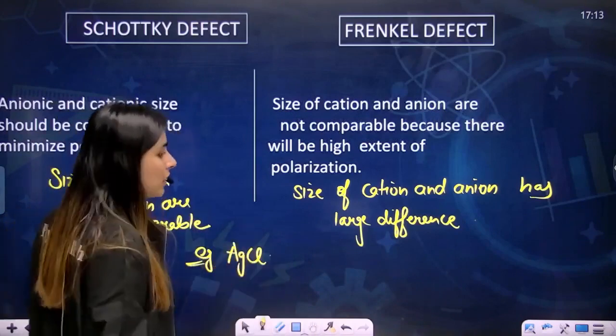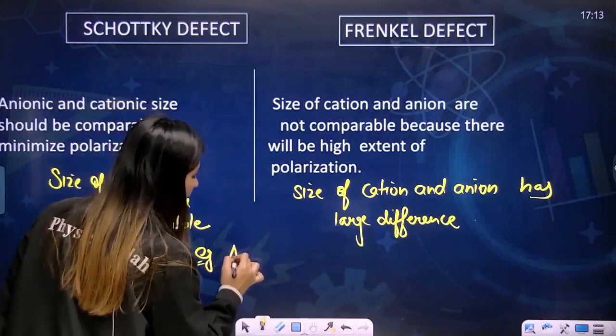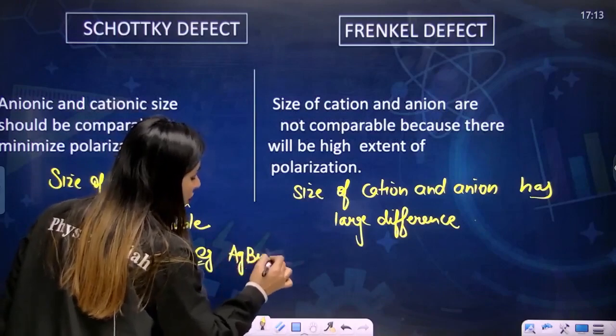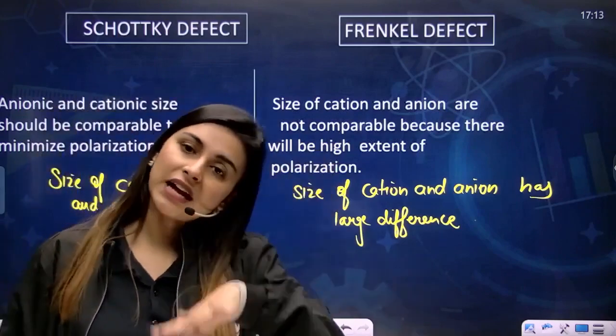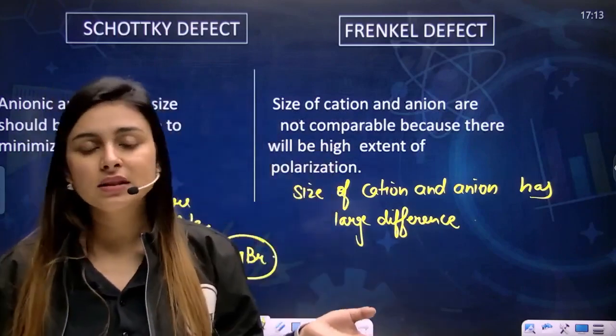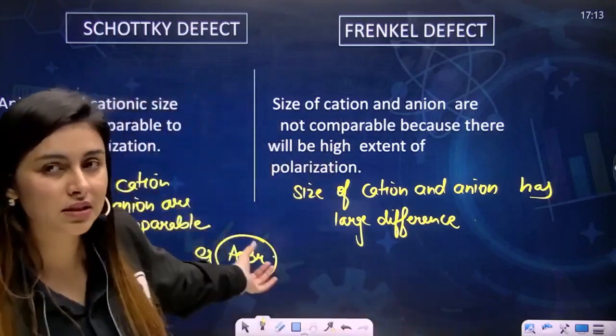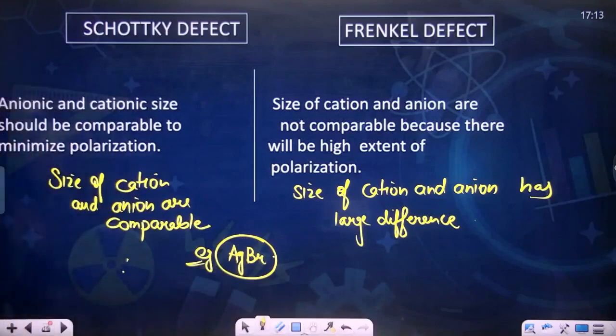One example that you need to remember is AgBr. AgBr is such a compound which shows both of the defects. It can show Frenkel defect as well as your Schottky defect. So this is an example which you need to remember, because questions will be asked from this particular part only. Okay, I hope you've written it.